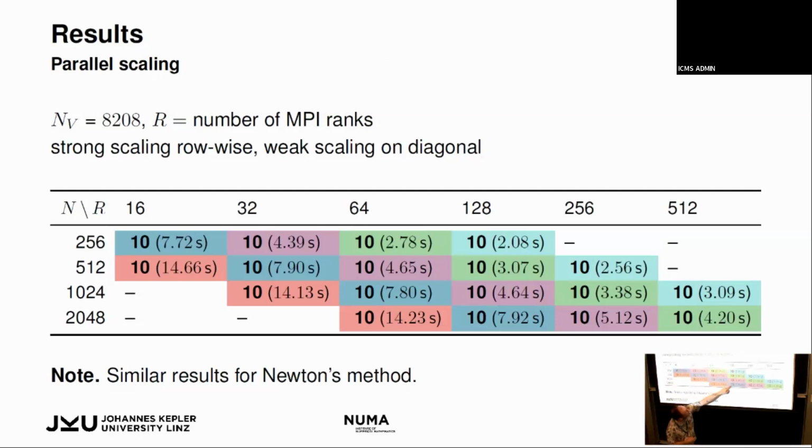On this diagonal, we stay almost the same. Here in the end, we again get a little bit of a drop off. But overall, I think it works out quite nicely. And also in Newton's method, the solver component plays a big role, and if that one has good scaling, then so will this. So you have similar numbers for Newton's method.